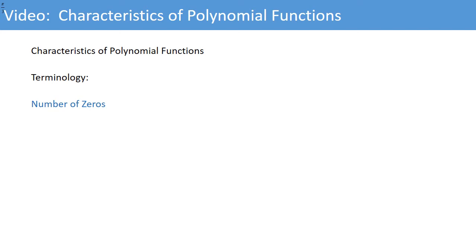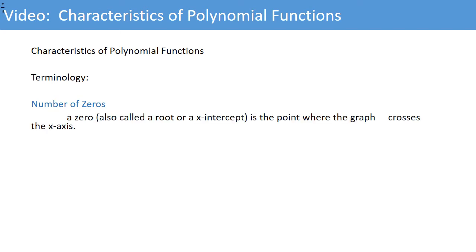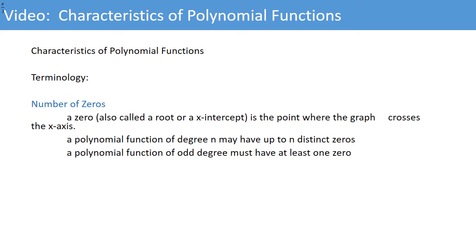The number of zeros. What is a zero, you ask? You may have encountered the term zero by a different name, perhaps the term root or the x-intercept. This is the point where the graph crosses the x-axis. The value of y would be 0. A polynomial function of degree n may have up to n distinct zeros. So, a polynomial function of odd degree must have at least one zero. A polynomial function of even degree may have no zeros.